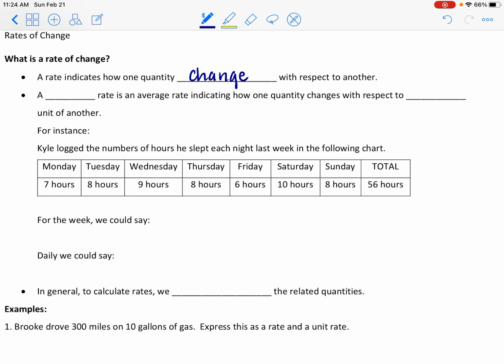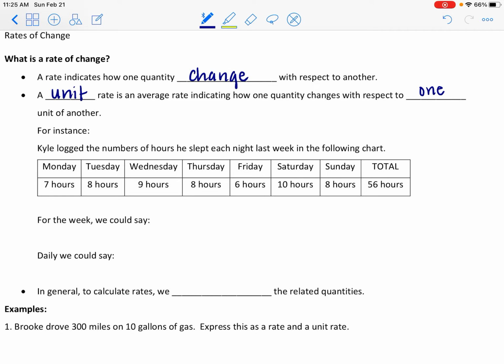If we're talking about something called a unit rate, then what we're looking for is going to be an average rate that indicates how one quantity is changing with respect to one unit of another, so usually over a longer period of time. So let me just show you an example to wrap your brain around these couple of concepts.